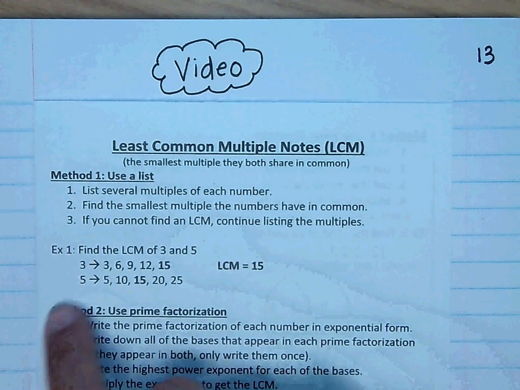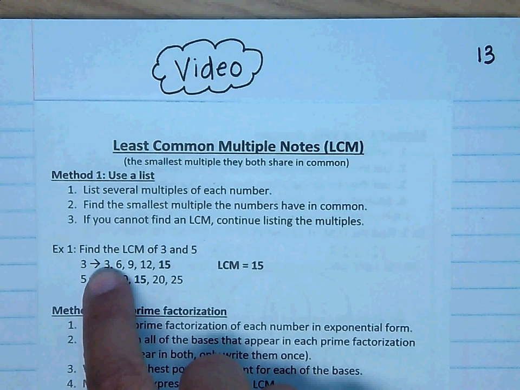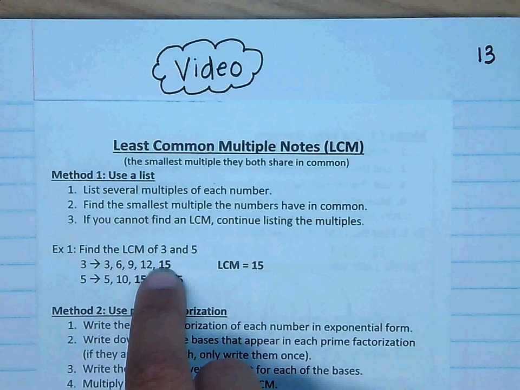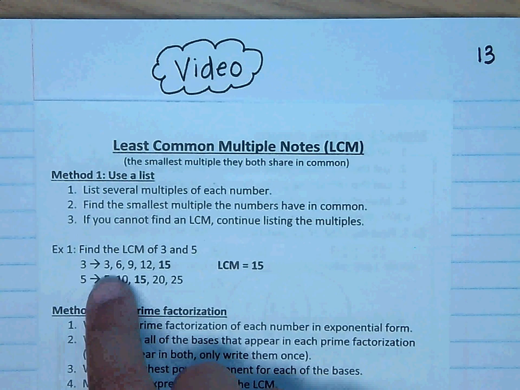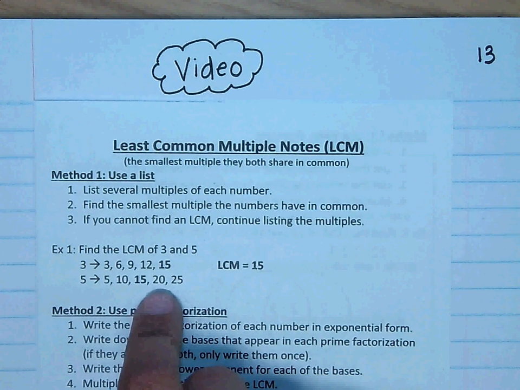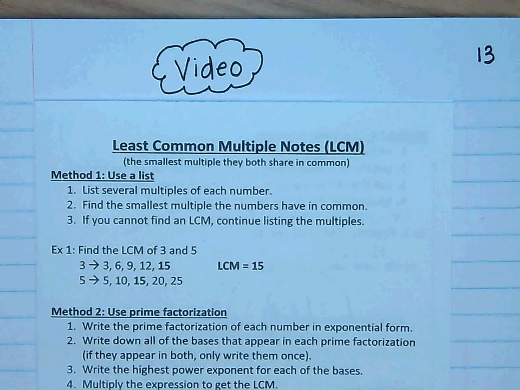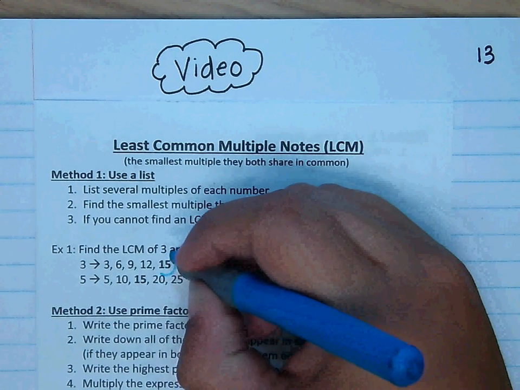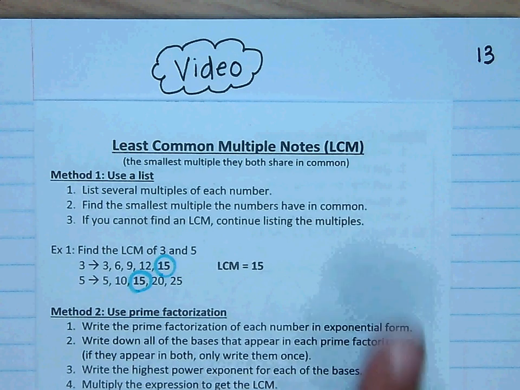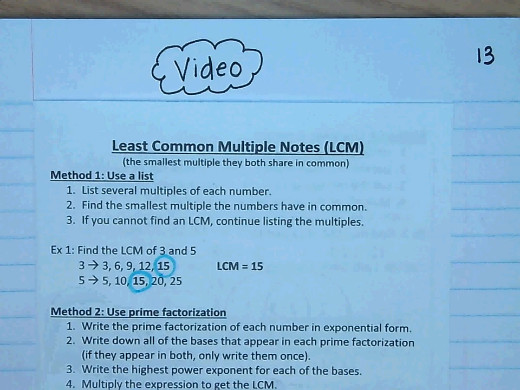So for example, find the LCM of 3 and 5. Multiples of 3: 3 times 1 is 3, times 2 is 6, times 3 is 9, times 4 is 12, times 5 is 15. Multiples of 5: times 1 is 5, times 2 is 10, times 3 is 15, times 4 is 20, times 5 is 25, and I can keep going if I need to. But I can stop here because I noticed that 15 was a number they both share in common, and it's the smallest. So my least common multiple is 15 for the numbers 3 and 5. That's one way to do it.